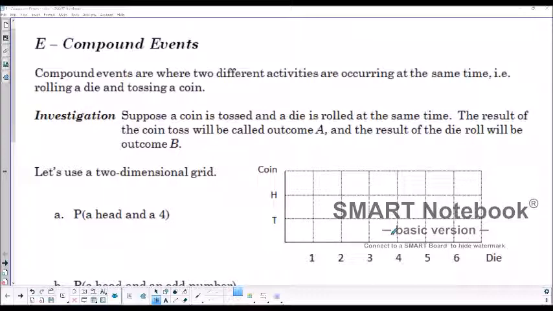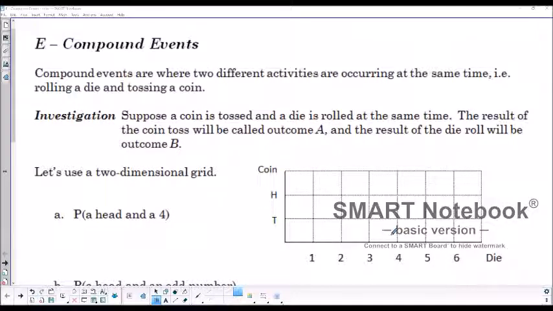Compound events are basically when there are two events occurring at the same time, and we want to find the probability of some certain outcome. So one of the things that we've looked at in the past, rolling a die and tossing a coin, could be a compound event. I mean, there's millions and millions of other examples. I just can't think of one at the moment.